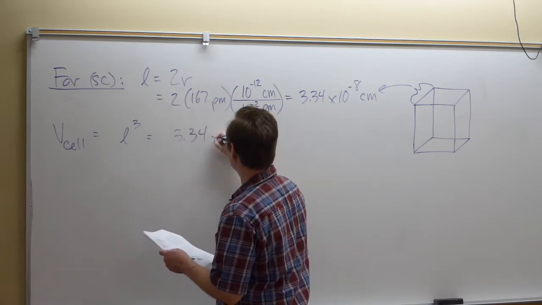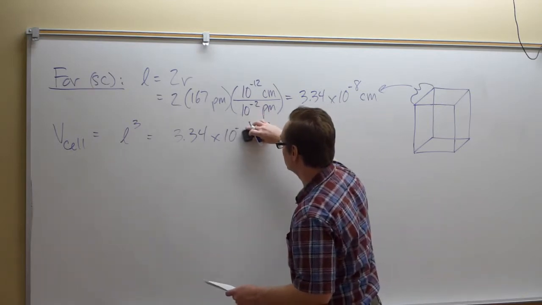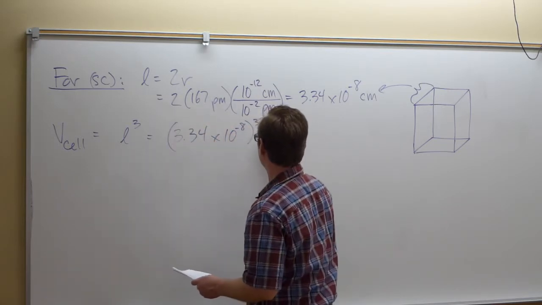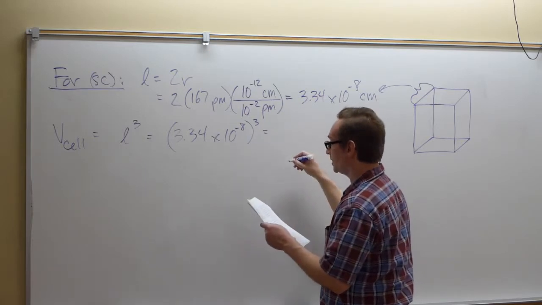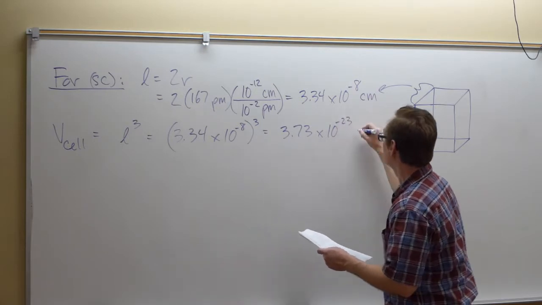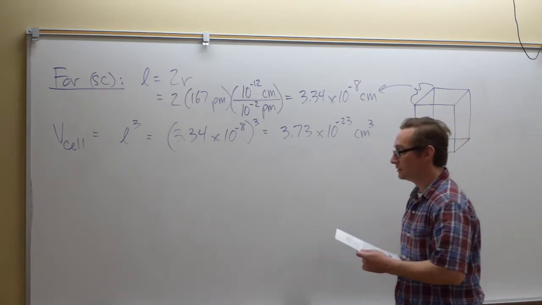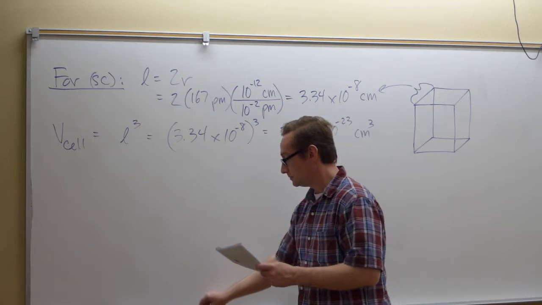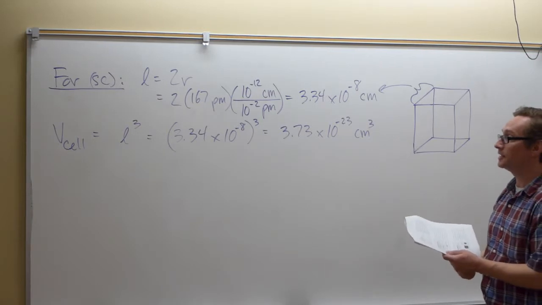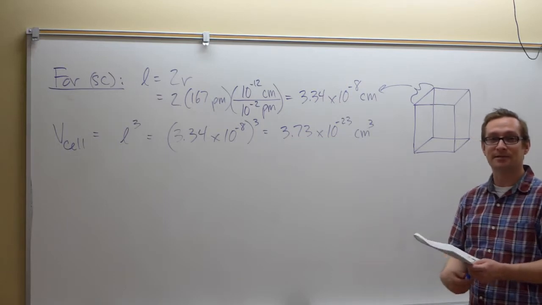3.34 times 10 to the minus 8 cubed. So that would give us 3.73 times 10 to the minus 23 cubic centimeters. All right, so we have the volume of the cube. So to get density, we have our volume now, right? We just need to get the mass of the atoms that occupy that cell so that we can get our density.